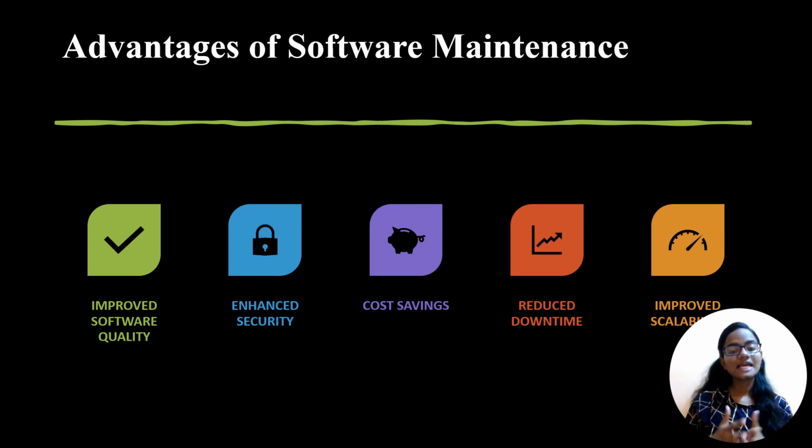The next one is enhanced security. Maintenance can include some security updates, which will help to ensure the software is protected against attacks or from some potential threats like that. It can be prevented. Cost savings: regular software maintenance can help to prevent larger and more expensive problems from occurring, and it will reduce the overall cost of software ownership.